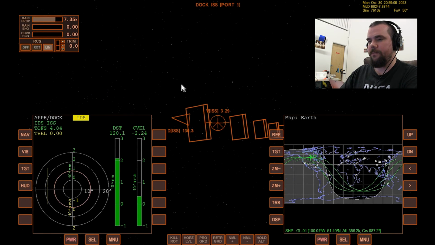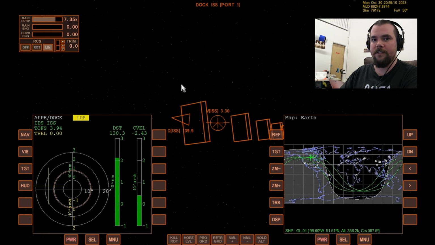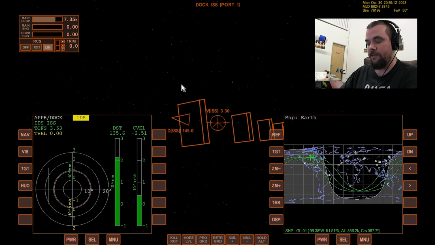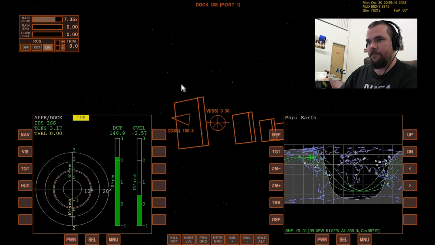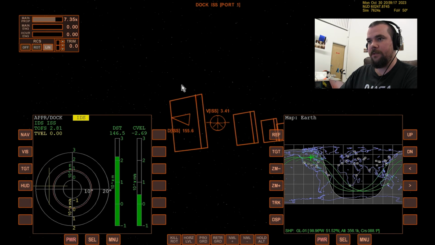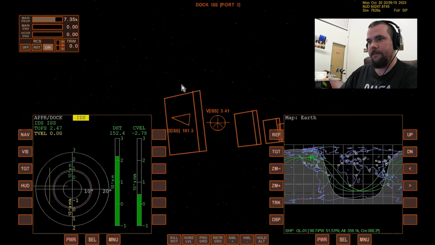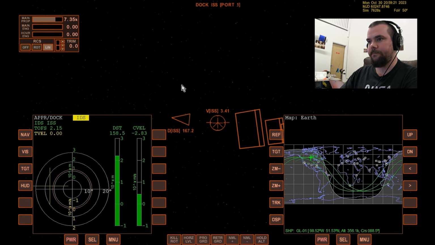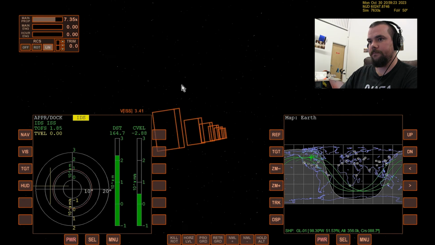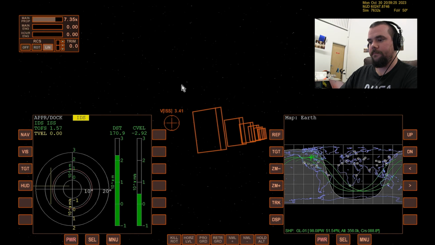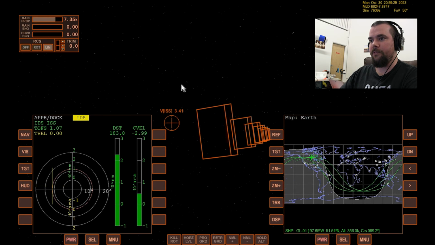This is probably the sort of hardest part of Orbiter, other than TransX, which I'm going to show you later for getting to Mars. But this is pretty tedious, and it's taken a lot of practice to be able to do this part. What I'm trying to do right now is get in the middle of that runway.